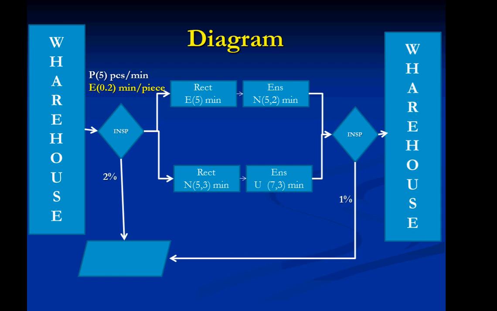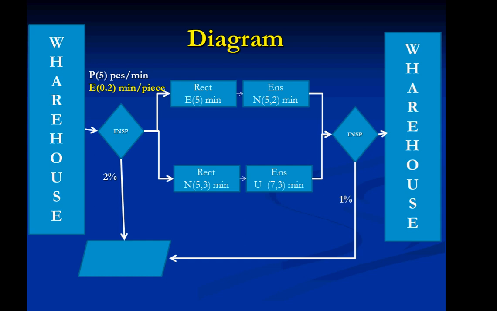This diagram represents what we just said, and it simplifies the description a lot. First of all, we have a warehouse where the pieces come from, and they arrive at the main production floor with a Poisson distribution of 5 pieces per minute, which is an exponential distribution of 0.2 minutes per piece.